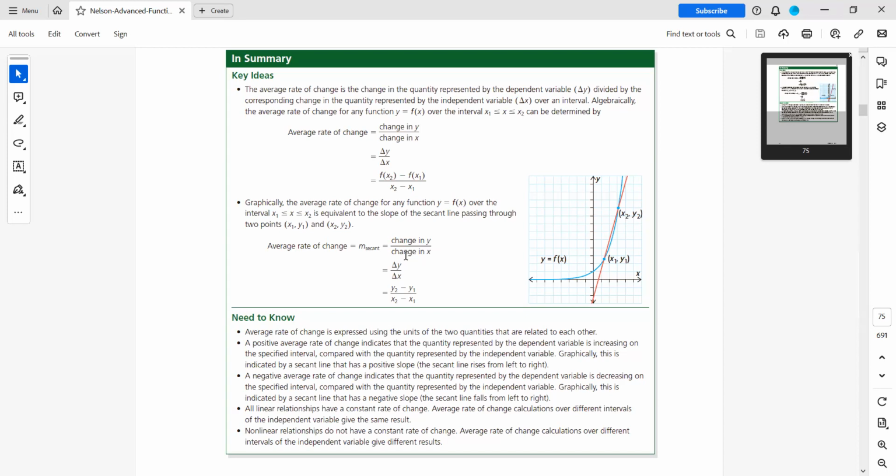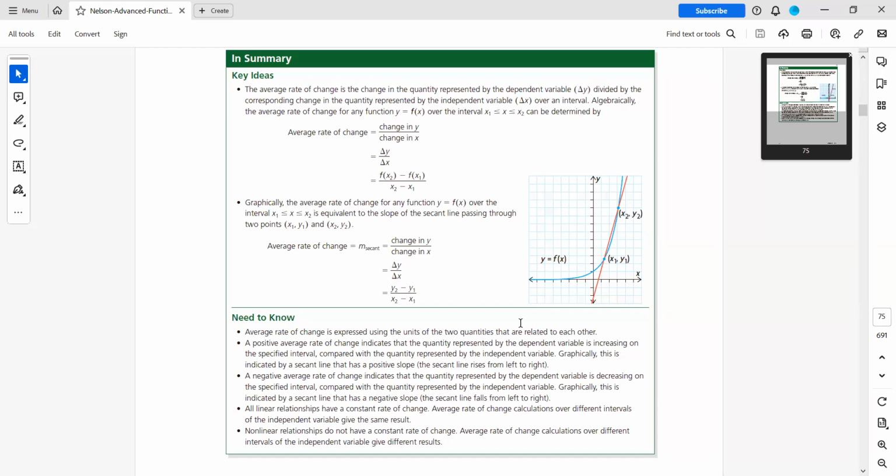Let's review the summary. The key idea is that the average rate of change is the change in the quantity represented by the dependent variable divided by the corresponding change in the quantity represented by the independent variable over a certain interval. Algebraically, the average rate of change for any function y equals f of x over the interval from x1 to x2 can be determined by the formula that we wrote down at the very beginning of today's class.